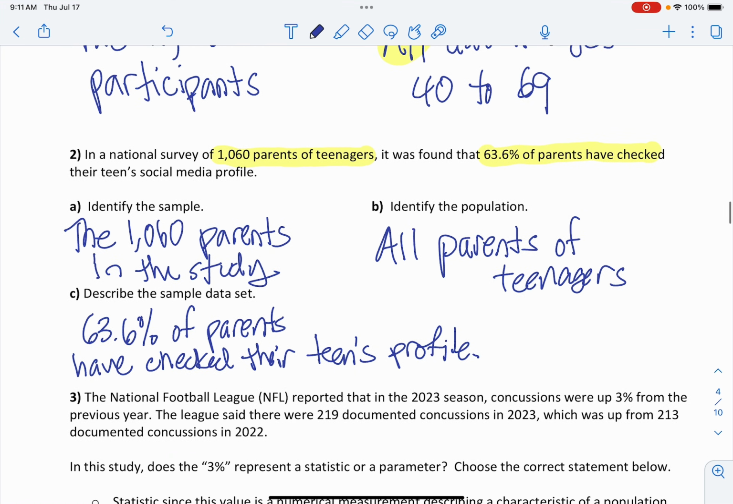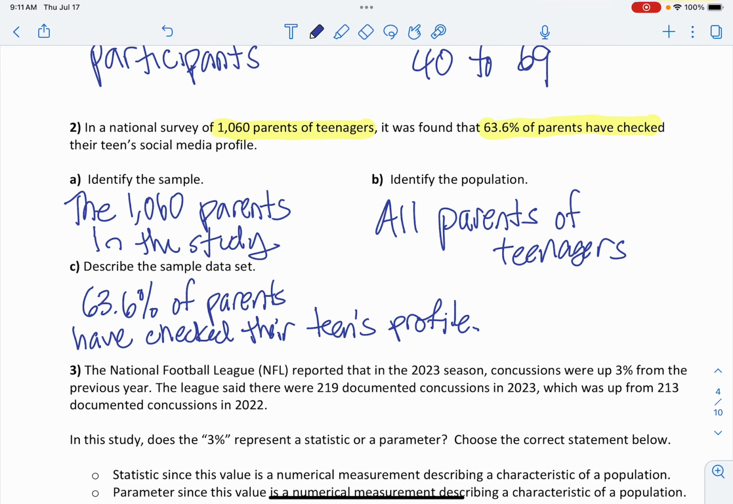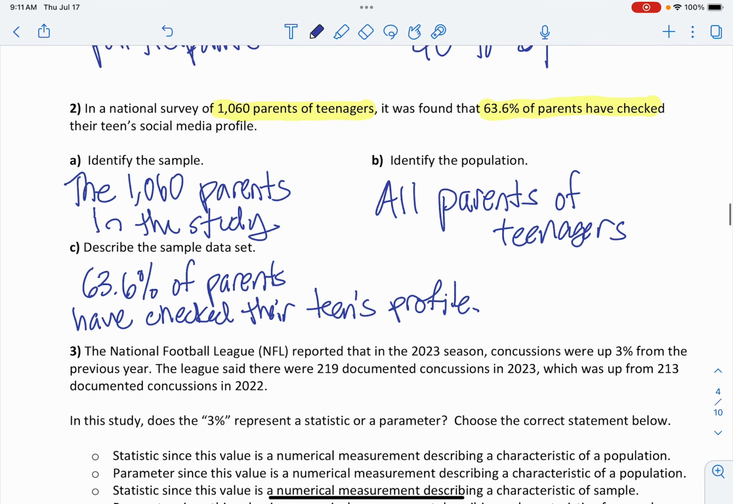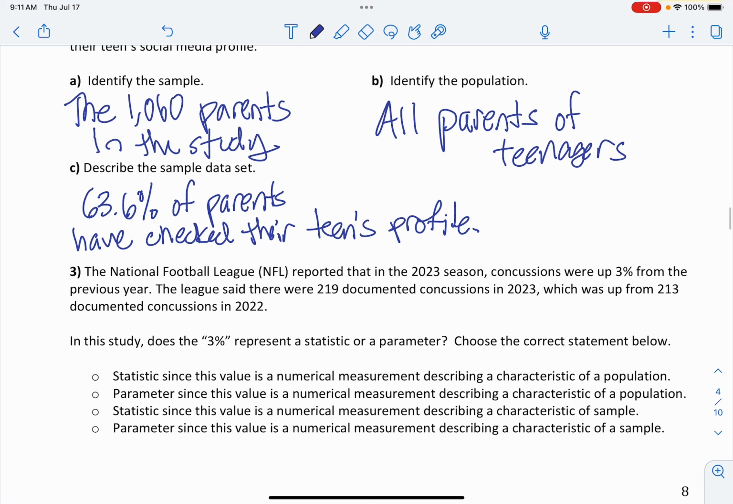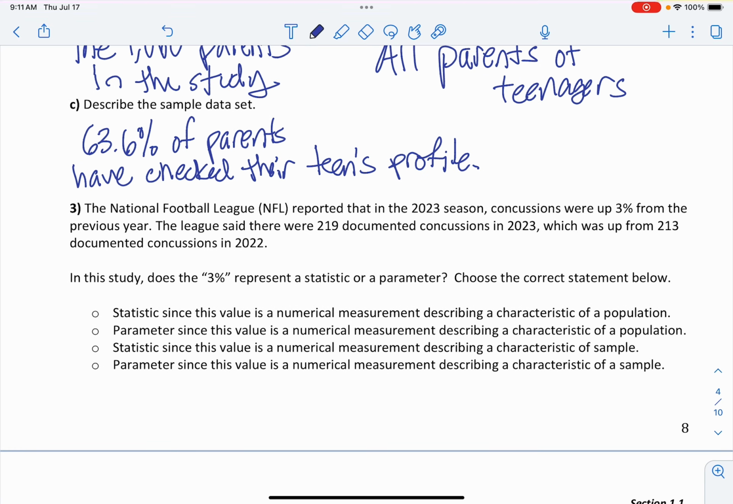Okay, so that's pretty straightforward, I think. You get used to sample versus population. We'll be using those words all semester. Okay, how about statistic versus parameter? That's what this one has to do with.